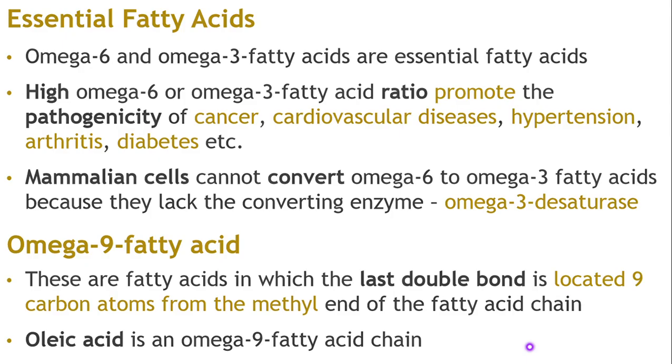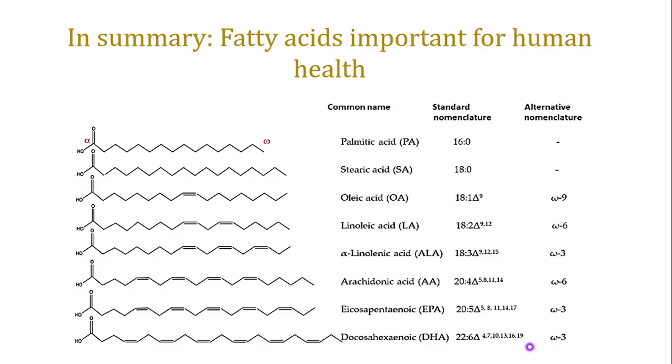The same thing applies to omega-9 fatty acids. These are fatty acids in which the double bond is located on the 9th carbon, counting from the methyl end. Oleic acid is an omega-9 fatty acid chain. Why? Because it has a double bond on the 9th carbon, or between carbon 9 and carbon 10.